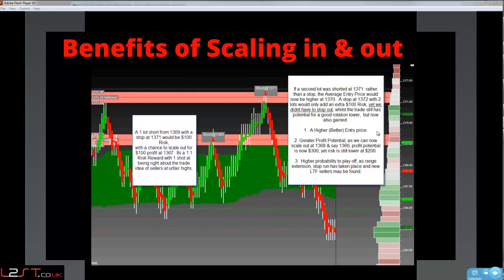But now you've also gained these benefits. A higher, better entry price. Your entry price was originally 69, now it's 70. You've also gained a greater profit potential because you can now scale out at 68 and 66, increasing your chances of getting a profitable trade. Now your profit potential is around $300 rather than just $100 on the one lot. But your risk is still lower, being at $200. Now you've increased your risk reward potential, you've improved your entry price, but you've also increased your chances of getting the trade right because you can now scale out.